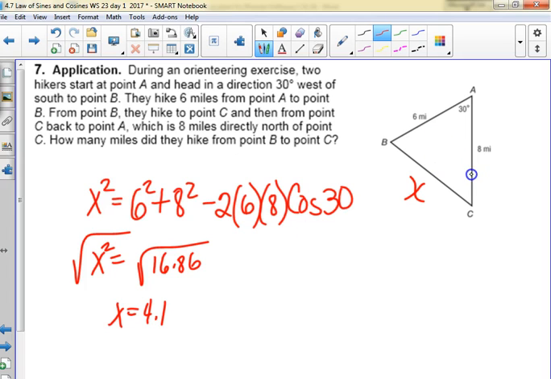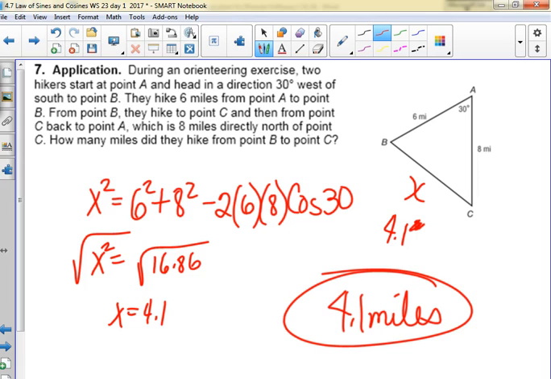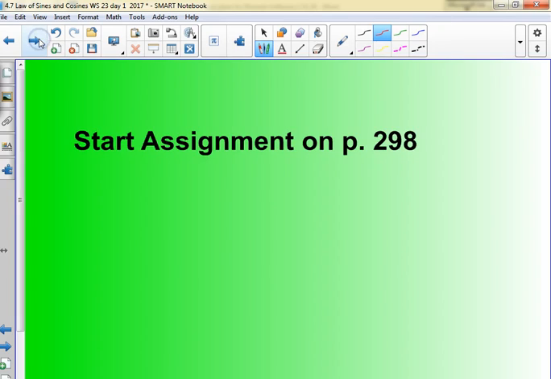Okay, at first I got 16.8. Should I have known right away that it wasn't very reasonable? Because 30 degrees is not one of the biggest angles probably in the triangle, right? So 4.1 seems okay. It's across from a 30-degree angle. Oh, it's not degrees. Just kidding. It's 4.1 miles is the answer, right? No, we don't need to on this one. It just says from point B to C.